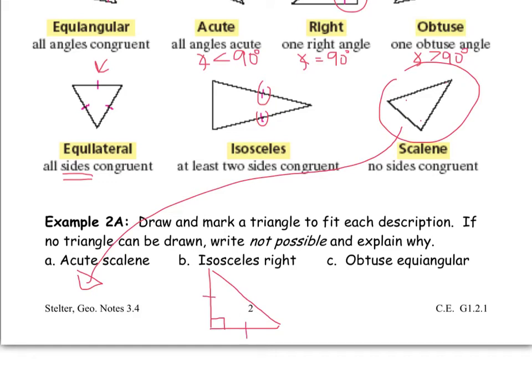So like that. In an obtuse equiangular, obtuse means you have one angle greater than 90, but equiangular means all the angles are the same. So if you have an obtuse equiangular, that means you have three angles that are all bigger than 90, and that isn't possible because the triangle angle sum theorem says when you add the three angles up, they equal 180. So if you have three angles bigger than 90, you're way above 180. So not possible.